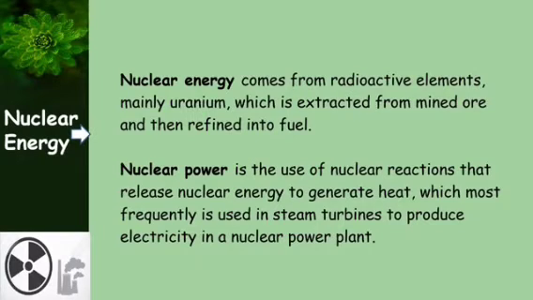Now, the next type is nuclear energy. Nuclear energy comes from radioactive elements, mainly uranium, which is extracted from mined ore and then refined into fuel. Nuclear power is the use of nuclear reactions that release nuclear energy to generate heat, which most frequently is used in steam turbines to produce electricity in a nuclear power plant.